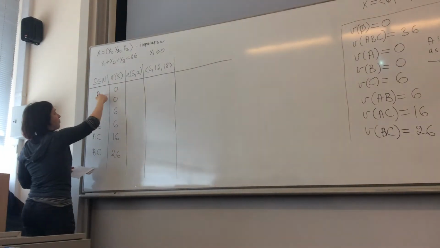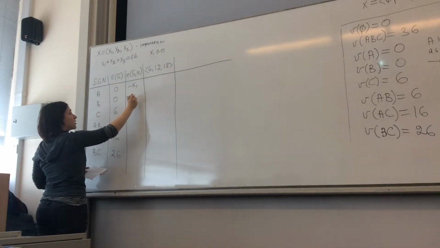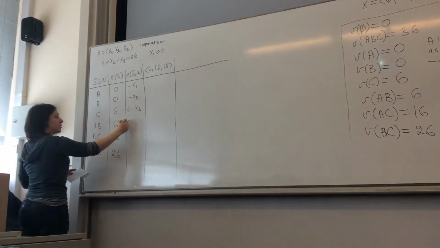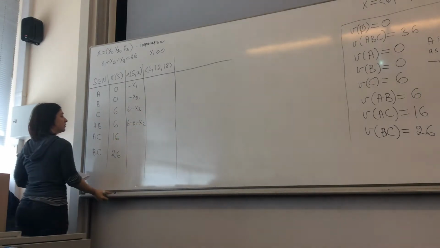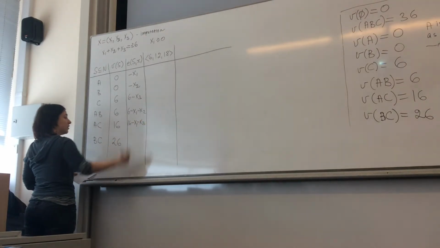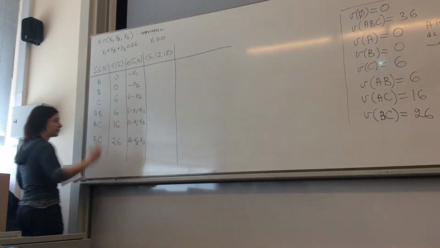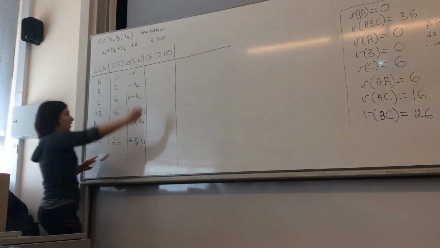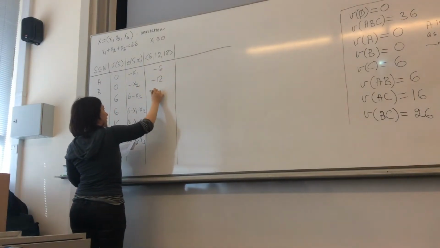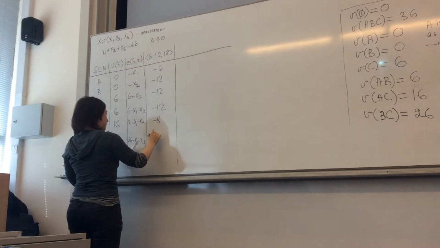Now the excess of A would be 0 minus x1, the excess of B is 0 minus x2, the excess of C is 6 minus x3, AB 6 minus x1 minus x2, AC 16 minus x1 minus x3, and BC 26 minus x2 minus x3. And for this vector, we'll get minus 6, minus 12, minus 12, minus 12 again, minus 8, and minus 4.